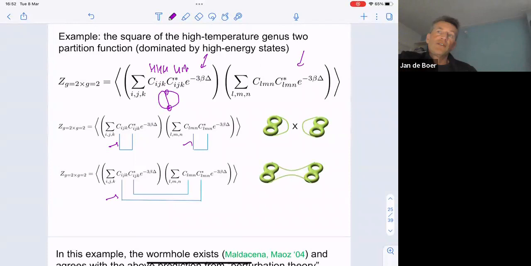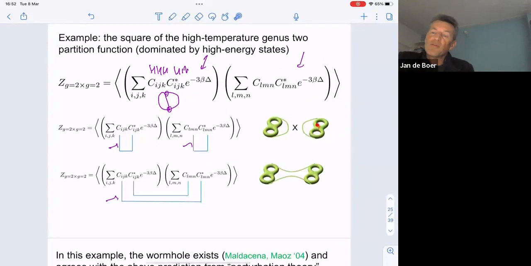Well, there are two types of obvious Wick contractions here. You can contract the Cs within each sum, and that corresponds to a disconnected computation. And there is a corresponding gravitational computation, which is drawn here, just the product of two AdS3 solutions whose boundary is the genus two surface. But there's also the other Wick contraction, which is described by a genus two wormhole. At least that's the obvious candidate, because now these Wick contractions connect these two different sums together. So if this statistical picture is correct, this Wick contraction will be there, and the prediction is that therefore this wormhole should exist.